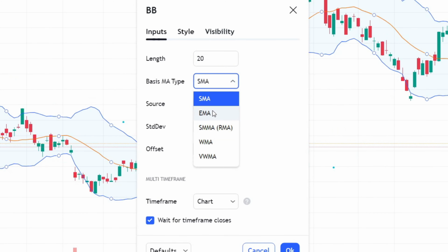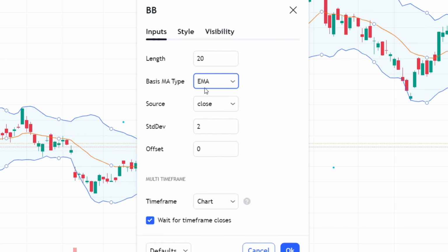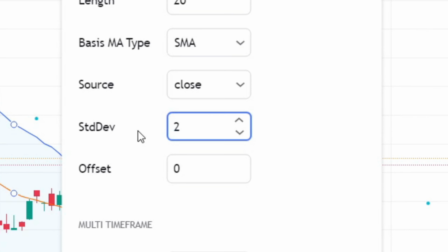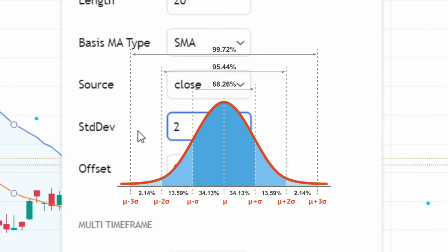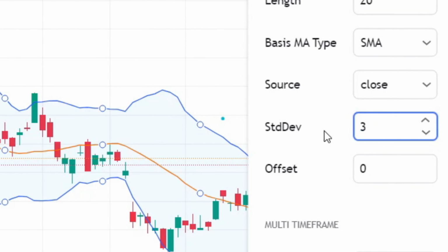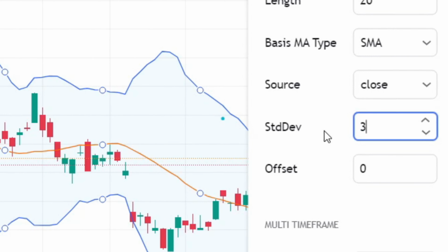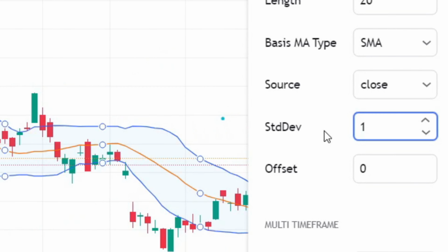As you can see, you can also change the type of moving average. You can, for example, change it to an exponential moving average. You can also change the standard deviation, and basically when you increase this number, the bands will expand, and if you decrease this number, the bands will contract.